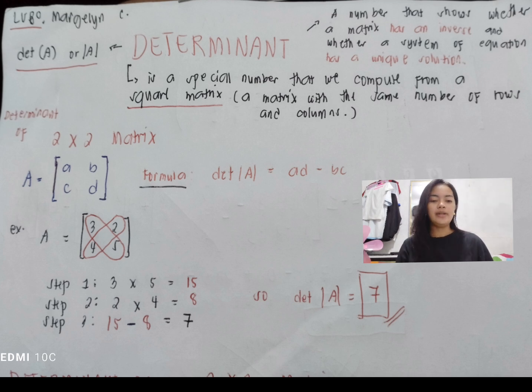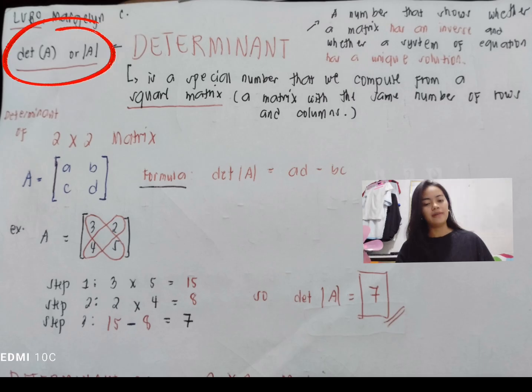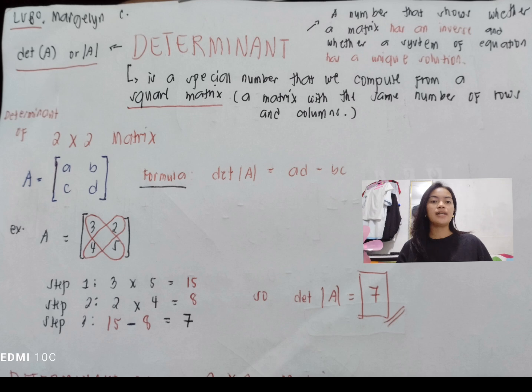When we say determinant, it is a special number that we compute from a square matrix. A square matrix is a matrix with the same number of rows and columns. In other words, the determinant is a number that shows whether a matrix has an inverse and whether a system of equations has a unique solution. The determinant is written this way, |A|, and it is read as determinant of A.